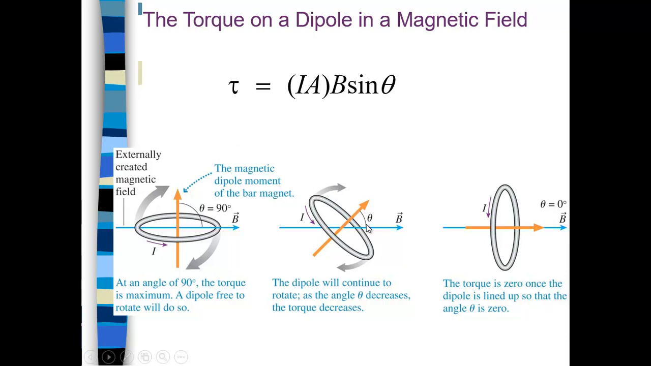Now, as theta becomes less and less, the torque will decrease. And when theta becomes 0, then the torque is 0 once the dipole is lined up. Typically what happens is that you'll have some momentum and it will overshoot this point and continue to spin. But that gets into the realm of electric motors, and we're going to talk a little bit about that in a couple of slides.